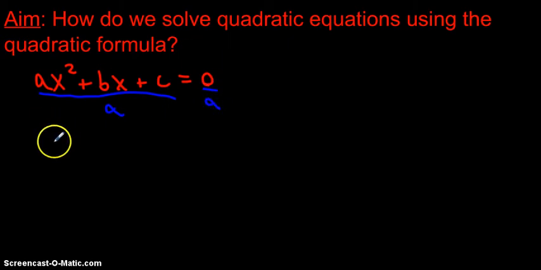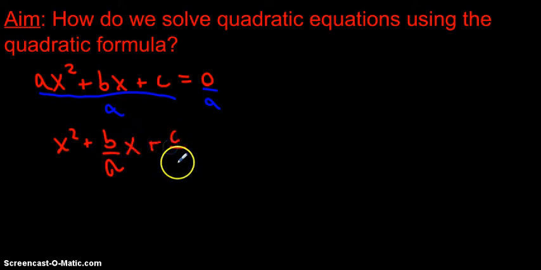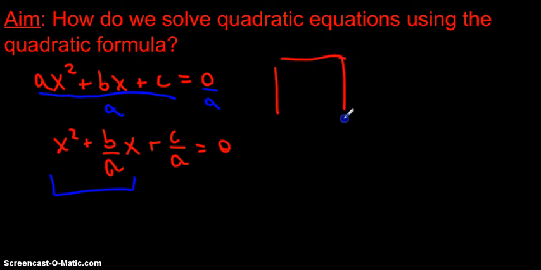Alright, so we get x squared plus b over a x plus c over a is equal to 0. Now we're going to complete the square, which we did the other day. So we have a square whose first term is x by x, whose second terms have to total up to be b over a x, but they have to be split evenly.